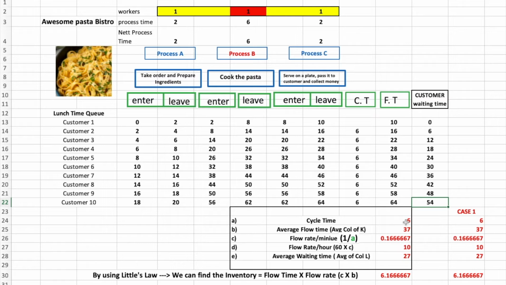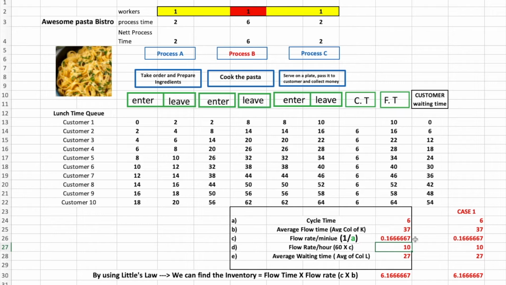First, cycle time, which is 6. We all know that. Secondly, if you look at column K, we know the individual flow time of the customers. So I take an average of all the 10 customers, and that's what you get, 37 minutes. So the flow rate per minute is the reciprocal of this, 1 divided by 37. So that's your flow rate. If you recall, the flow rate can also be computed as 1 over the cycle time. So the cycle time here is 6. So 1 over 6 will also give you the same flow rate per minute.